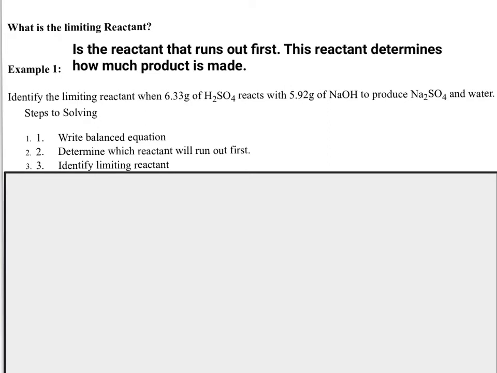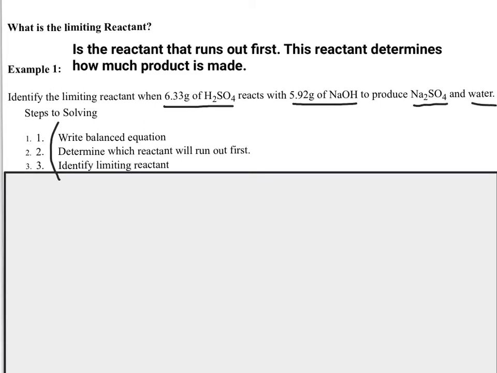So if you notice, I wrote down a few step-by-steps. First, we're going to write a balanced equation, then determine which reactant will run out first, and then we can identify the limiting reactant. But before we can do that, let's write our balanced equation. So we want to know what the limiting reactant is if we have this many grams of sulfuric acid, H2SO4, reacting with 5.92 grams of sodium hydroxide to produce sodium sulfate and water.